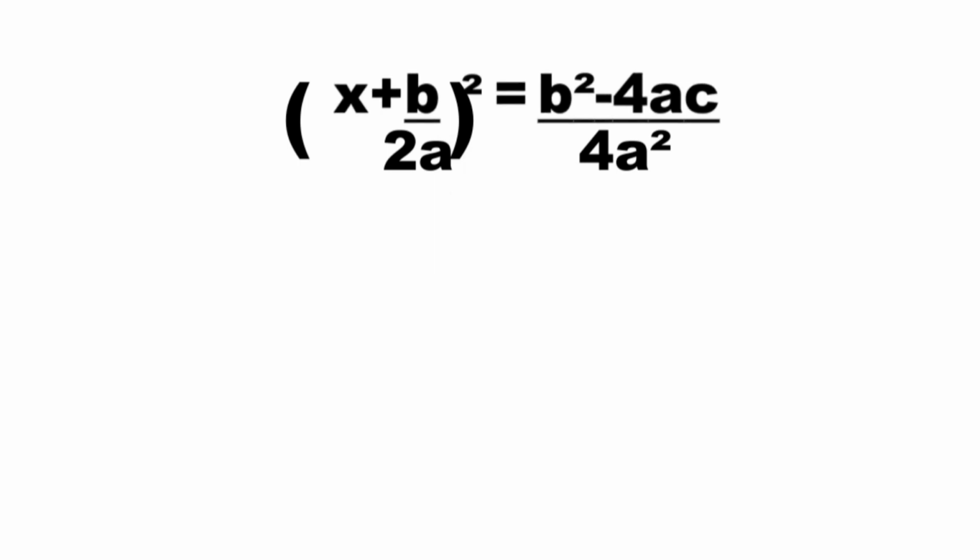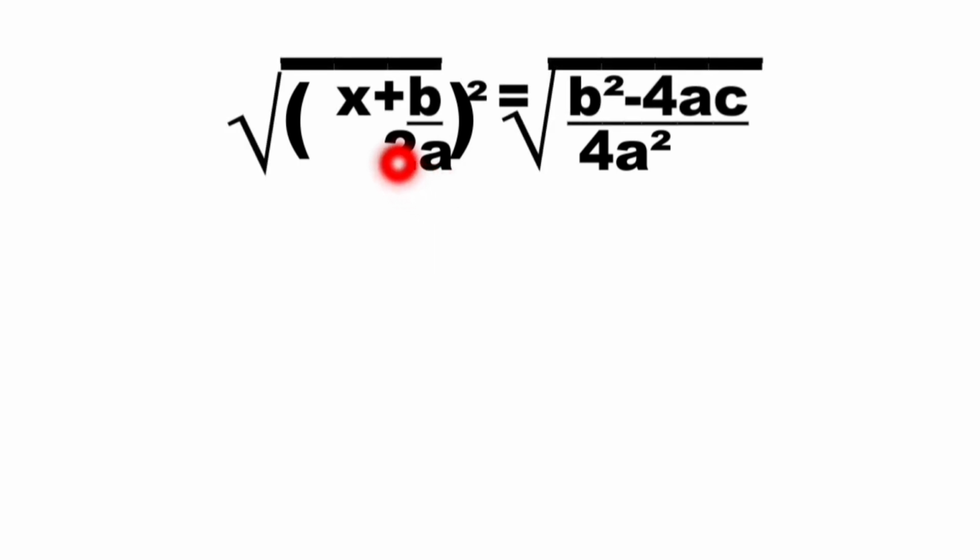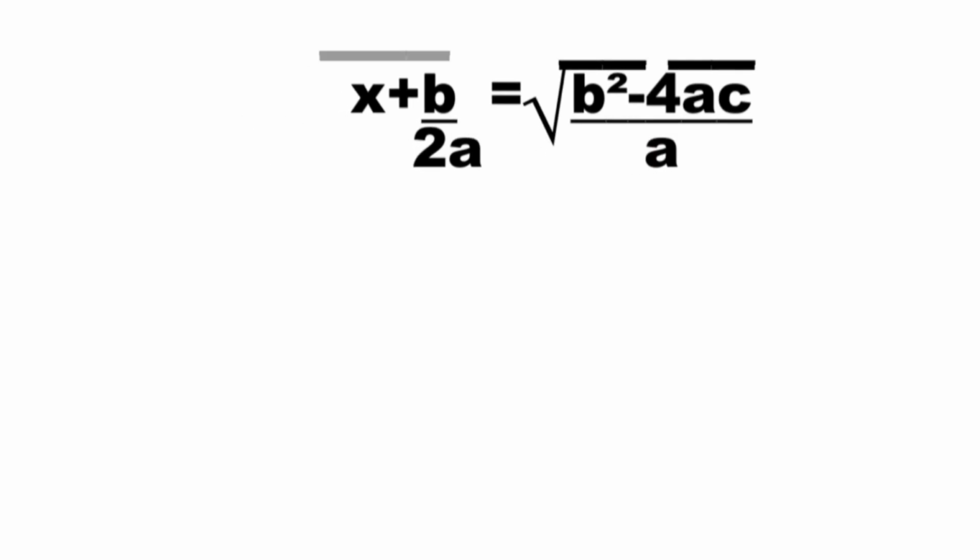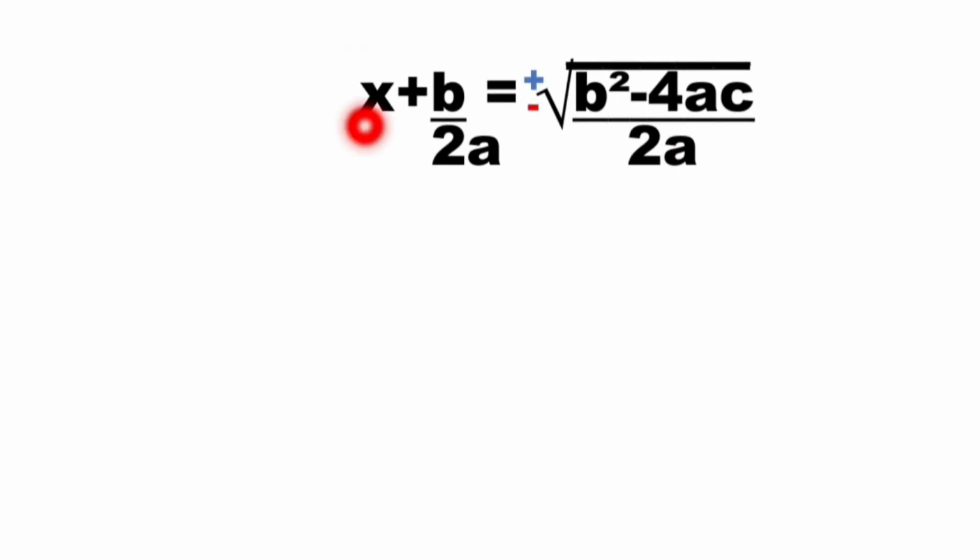Then getting the square root of both sides of the equation, the square is cancelled with the square root. We cannot extract the square root of the numerator, b squared minus 4ac, but we can extract 4a squared. So we have now x plus b over 2a equals plus or minus the square root of b squared minus 4ac over 2a. The 2a is not included in the square root anymore since we extracted it; it is the result of the square root of 4a squared.